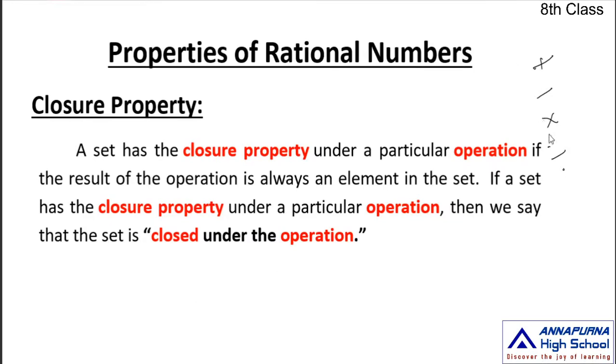Instead of subtraction, take multiplication. If you multiply one integer with another integer, what do you get? For example, 4 into 2 is equal to 8. 4 is an integer, 2 is an integer. When you multiply them, again you get an integer. That means the product of two integers is an integer, so the collection of integers is closed under multiplication. Then what about division? Are integers closed under division or not? Let's think and say our answer.